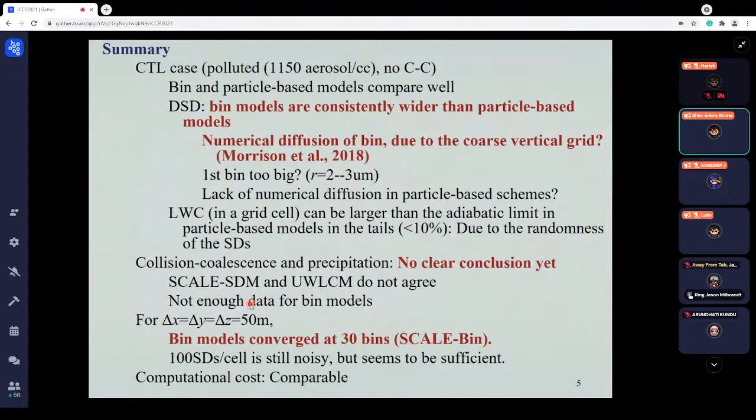So at least we found that SCALE-SDM and UWLCM, both particle-based models, do not agree well, and there is not enough data for beam models. And another finding is that for discrete resolution, it seems a beam number larger than 30 would be sufficient. And for particle-based models, 100 super droplets per cell seems to be sufficient, though it is still noisy. And the computational cost seems to be comparable in both schemes.